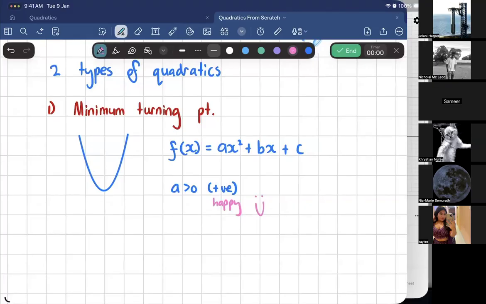What does the plus VE mean, sir? Oh, plus VE means positive. Think about it, Christian. If I say that a is a value more than 0, given any number more than 0, right?